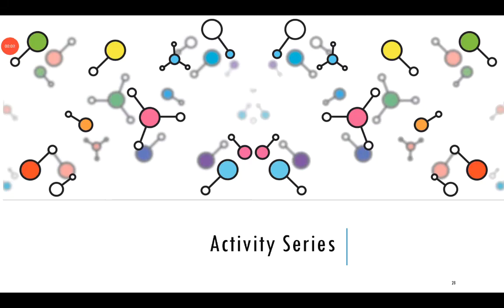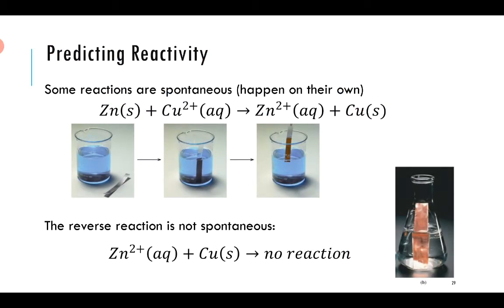In this video, we will learn about the activity series of metals and how to use the activity series of metals to predict if a redox reaction will occur. So our redox reactions are typically spontaneous in one direction. That means that it will just happen on its own without an external force. We don't have to put in energy to make it go.